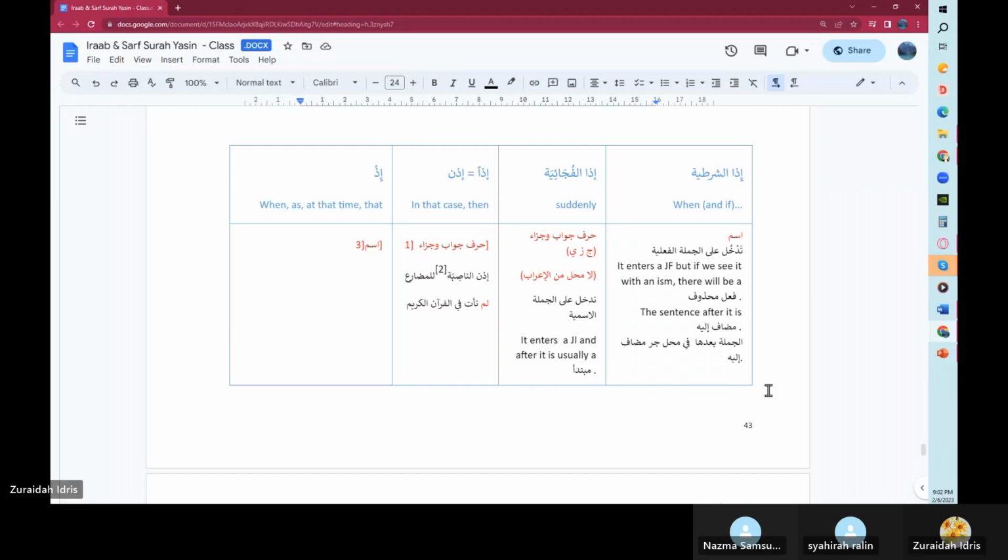Is it blurry or clear? Because the blue is quite light, so I'm not sure how it appears to you. Can you see it clearly? Yeah, when zoomed.